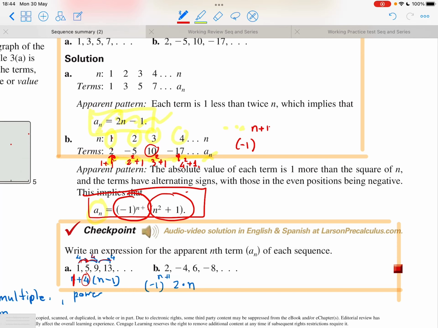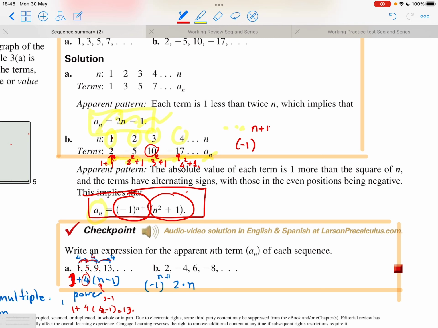So the value would be 1 plus 4 times n minus 1. For example, this is 1, this is the second term. The second term would be 1 plus 4. And then the third term, n would be 3, so 3 minus 1 is 2, 2 times 4 plus 1. And then the fourth term is 4 minus 1 times 4 plus 1, which is 13.